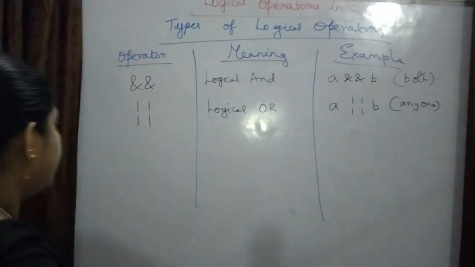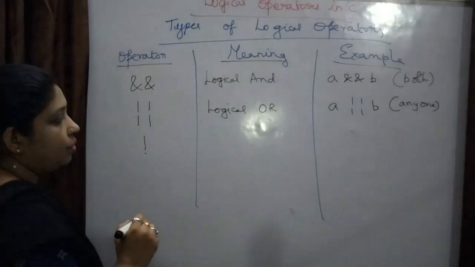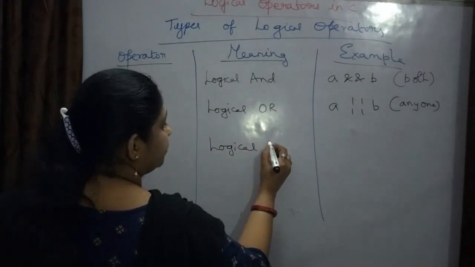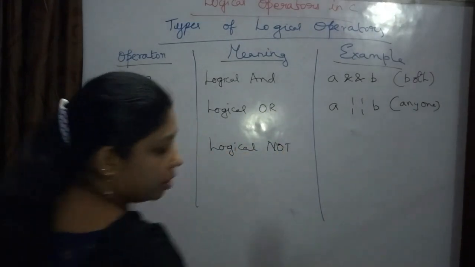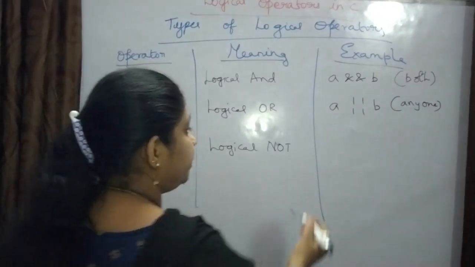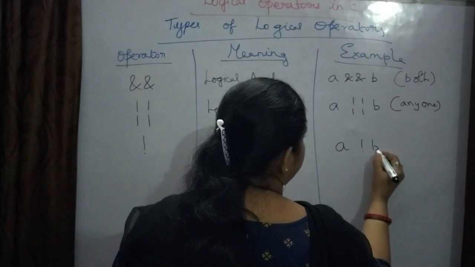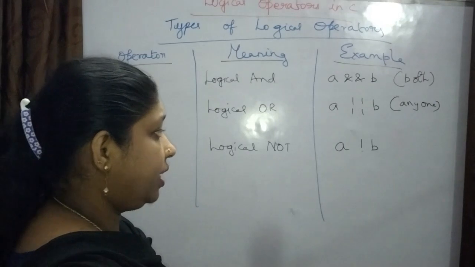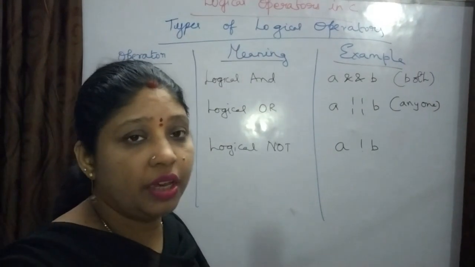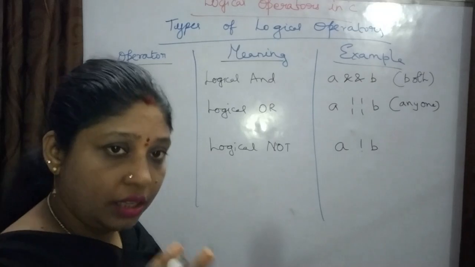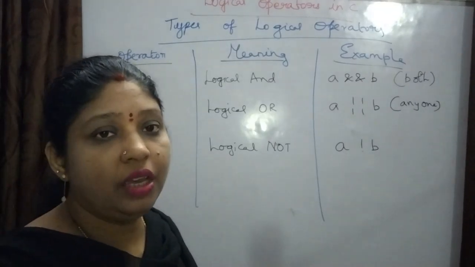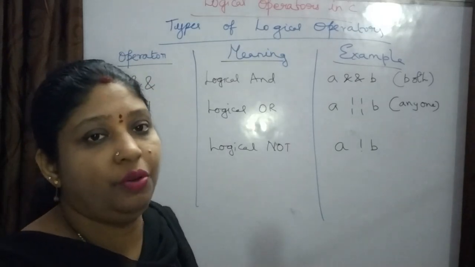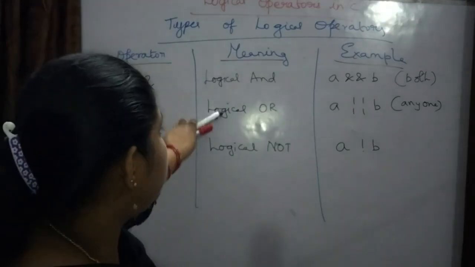Next is the operator not. This is the logical NOT. You write it as A not B, which means that the condition itself is false. A not B means A is not equal to B. We will see the result of this in the truth table. I will discuss the truth table of each one.